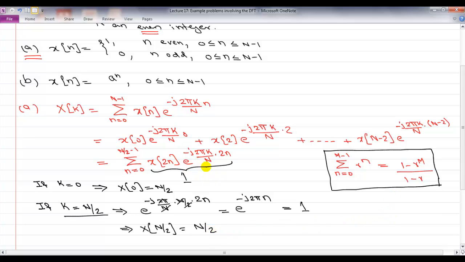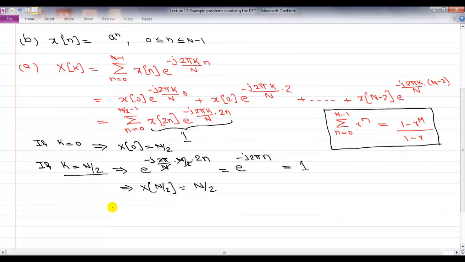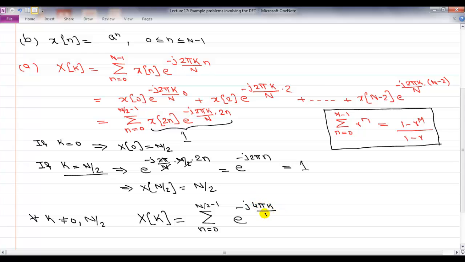Now there are no other cases where you have this simple expression. For that, we will have to use the geometric series formula. So for all k not equal to 0 or N by 2, we have X of k equal to the summation n from 0 to N by 2 minus 1 of e to the minus j 4 pi k over N times n. So my r is e to the minus j 4 pi k over capital N.